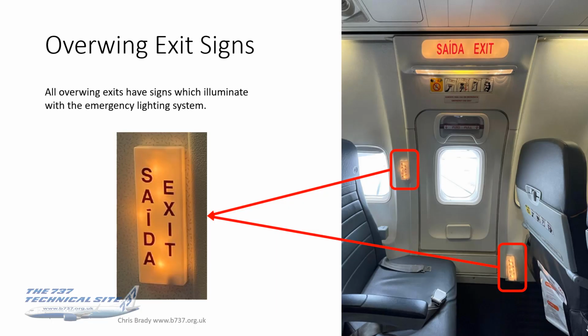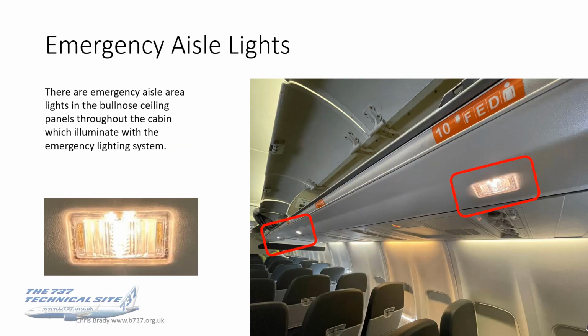All overwing exits have also got signs which illuminate with the emergency exit lighting system, and you can see they've got these at various levels. And in the emergency aisle area, there are lights in the bullnose ceiling panels throughout the cabin, and these illuminate with the emergency exit lighting system, or the emergency lighting system. And you can see 3 of them are on in this particular photo.